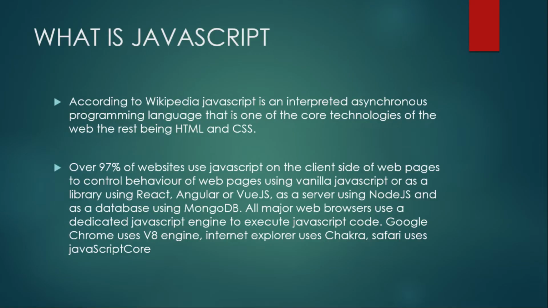Let's get started. According to Wikipedia, JavaScript is an interpreted asynchronous programming language that is one of the core technologies of the web, the rest being HTML and CSS. I know this is a big grammar to take in now as a beginner, but as we go on, you understand it. But let's pick out the keywords here. We said it is an interpreted asynchronous programming language.